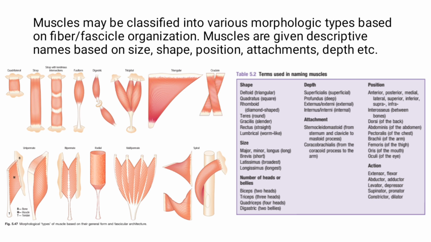And so, for example, in the pupil, you have a constrictor pupillae that reduces the aperture of the pupil. And at the same time, you have a dilator pupillae that increases the aperture of the pupil. In the pharynx, you have muscles that regulate the caliber or the diameter of the pharynx, the superior, middle, and inferior constrictor muscles. And so we name muscles for various reasons: shape, size, number of heads or bellies, depth, attachment, position, and action.